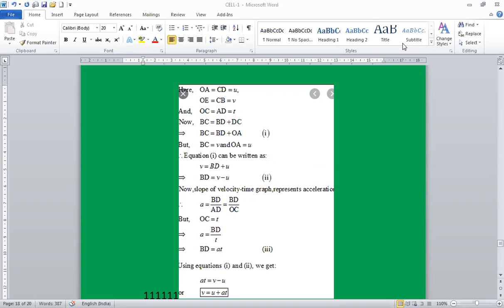There are three equations of motion. We'll study all the three equations one by one.